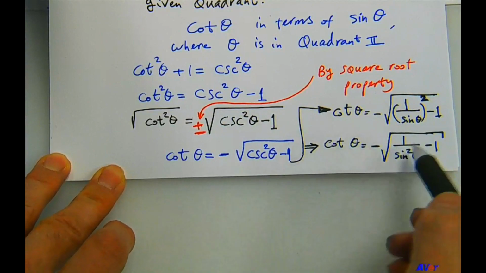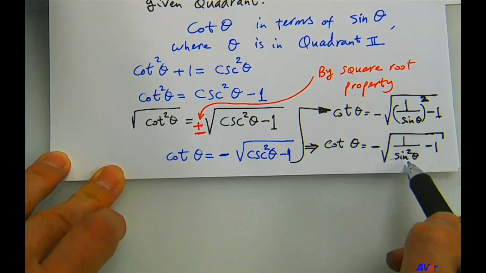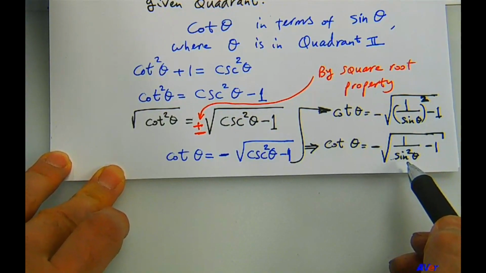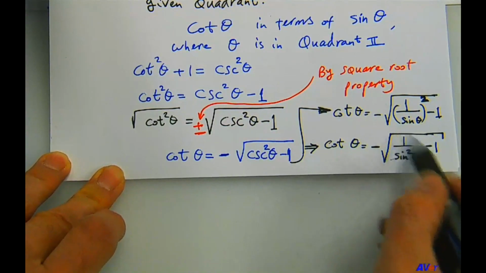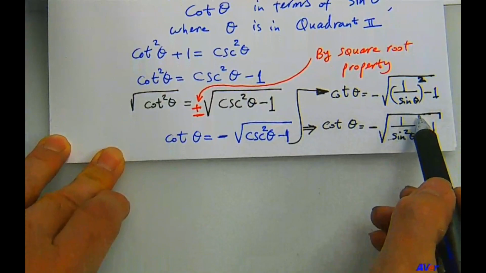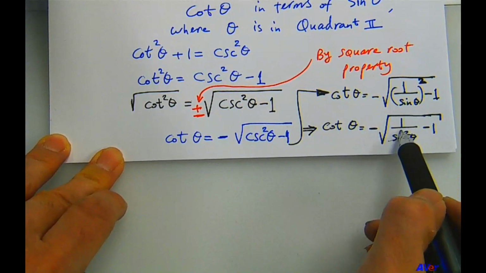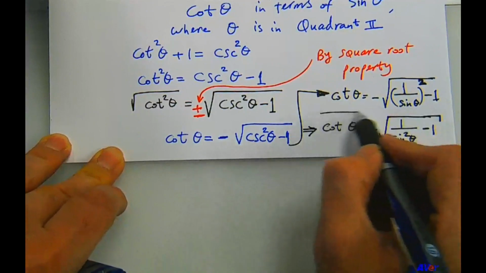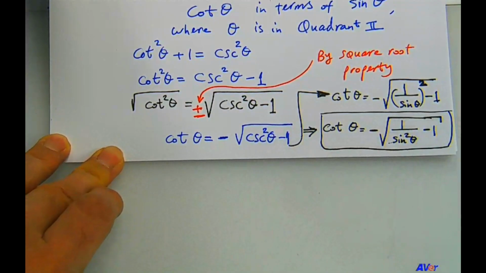Okay. Can we remove this outside? Can we say, oh, square root of sine squared theta is just 1 over sine theta? Can we do that? No, we cannot. Why? Because this isn't the only term under the radical expression. We have minus 1. What would we do with this? So we can't separate this, bring this out in front, and leave that in there. So this is the final answer. Okay.